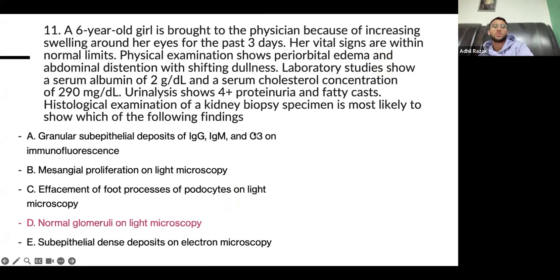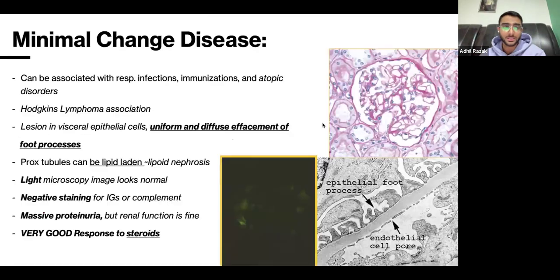Yep, it is normal glomeruli on light microscopy. Minimal change disease. You're right. Option C says effacement of foot process of podocytes on light microscopy. This is a tricky way to put options because you do see effacement of foot process of podocytes in minimal change disease, but not on light microscopy. In light microscopy, things look perfectly normal. But where you do see it is electron microscopy. So in light microscopy, you see normal glomeruli in minimal change disease.